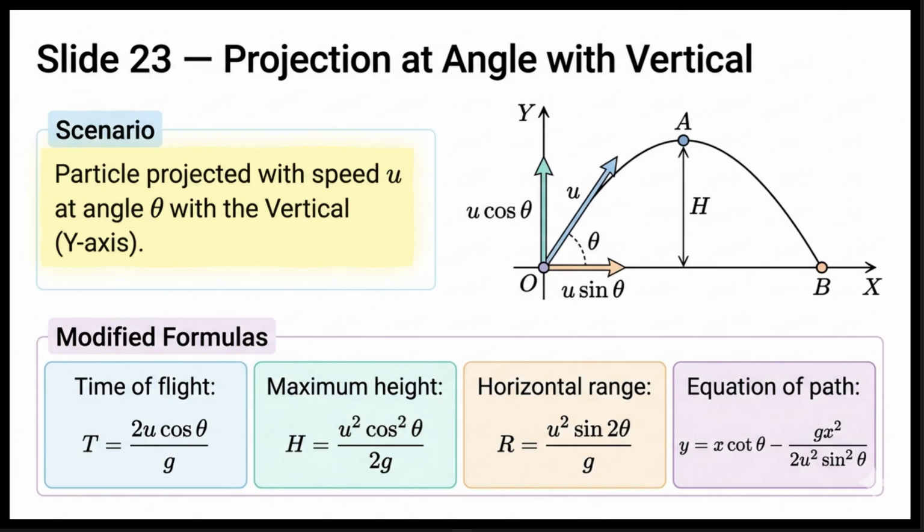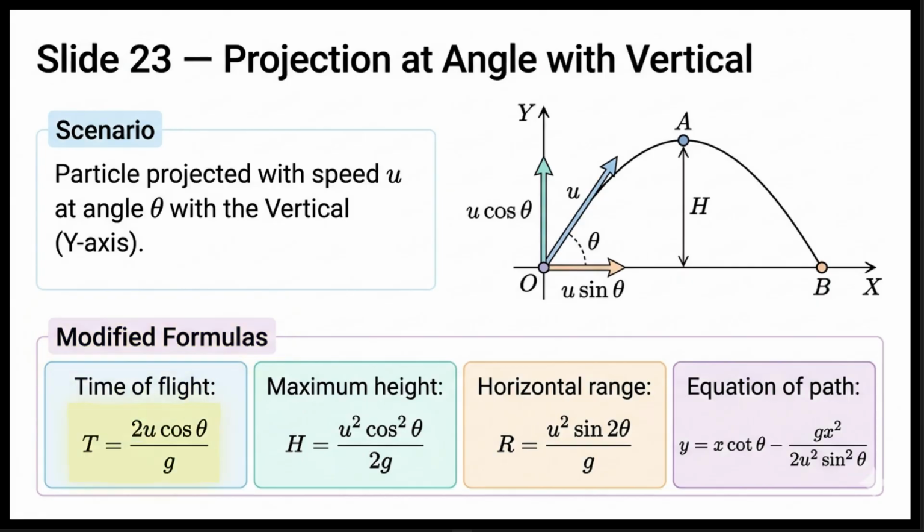A subtle variation. The projection angle theta is measured from the vertical y-axis, not the horizontal. The diagram shows initial velocity u making angle theta with the y-axis, which means the angle with the horizontal is 90 minus theta. The components swap accordingly. Horizontal component becomes u sine theta. Vertical component becomes u cosine theta. The formulas shift to match.